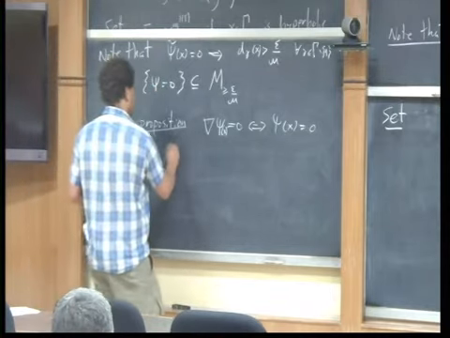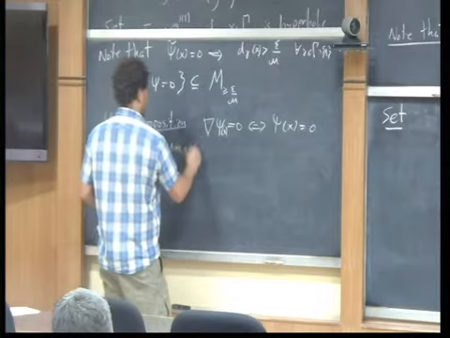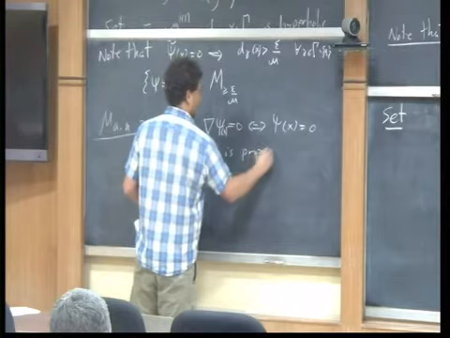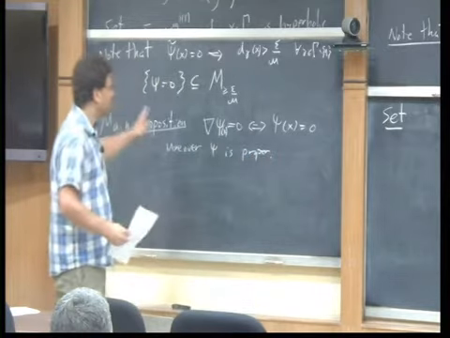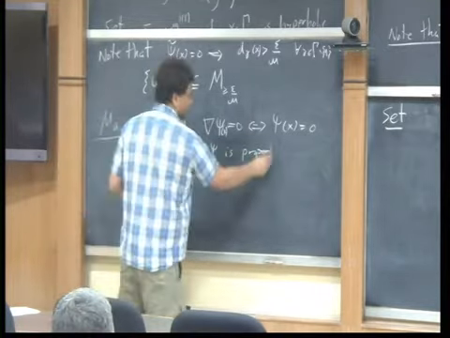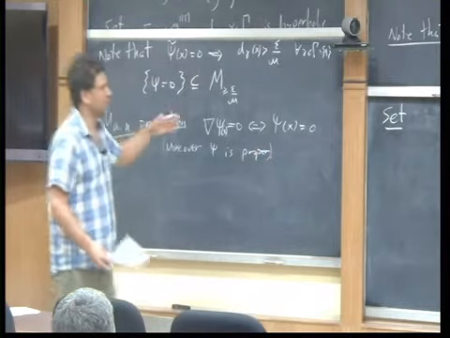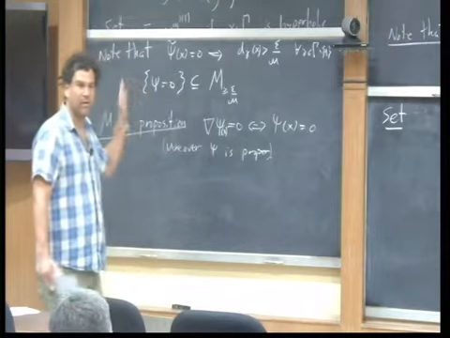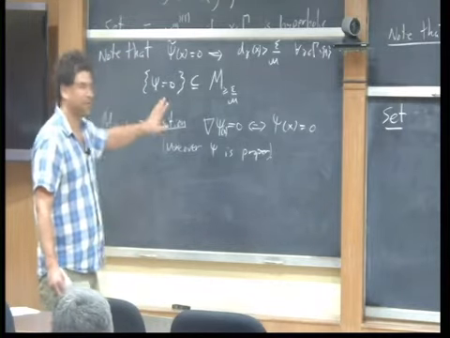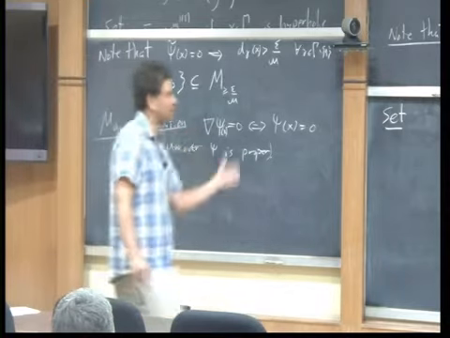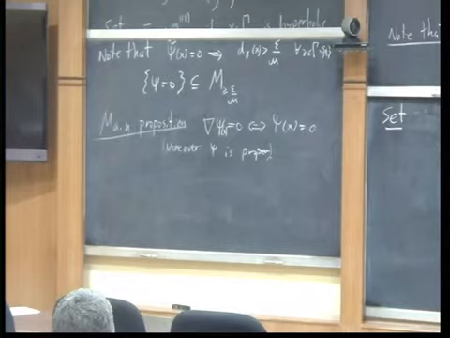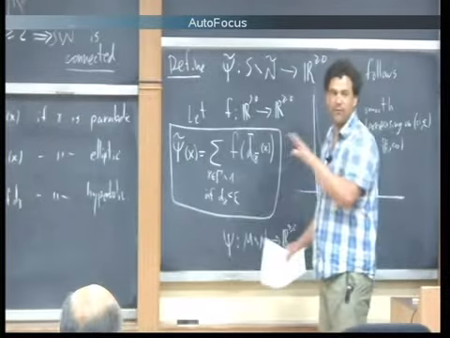Moreover, psi is a proper map. It means that the pre-image of a compact set is compact. And this also follows from discreteness of gamma and the fact that, okay, I don't want to elaborate on this. If you think about it, it's easy.